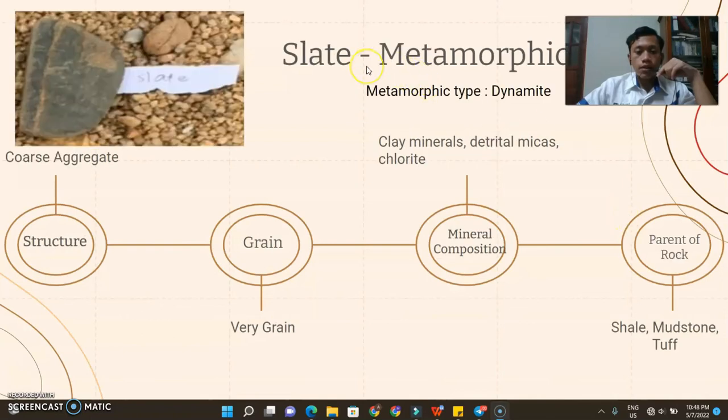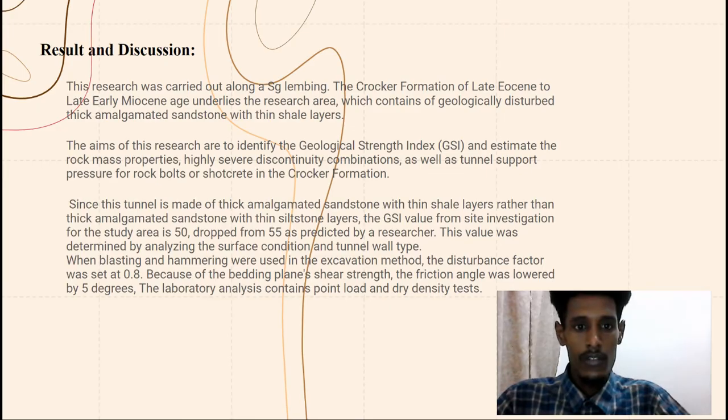Lastly is the slate, which is a metamorphic rock. The metamorphic type is dynamic. The structure of the slate is coarse aggregate. The grain is very fine. Their composition of minerals is clay mineral, detrital micas, and chlorite. Lastly, the parent rock for the slate is shale, mudstone, and tuff.